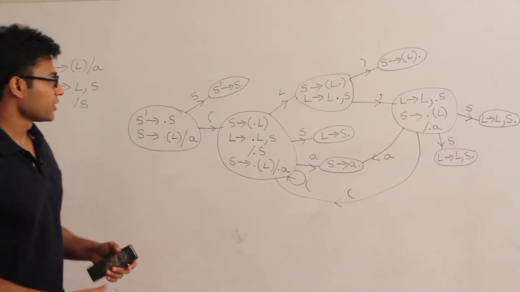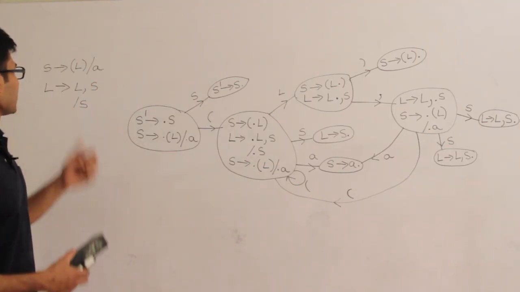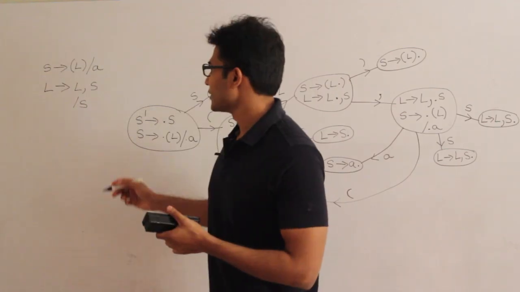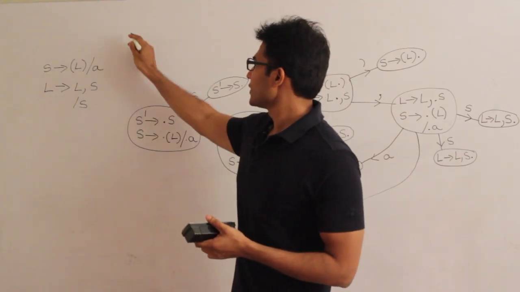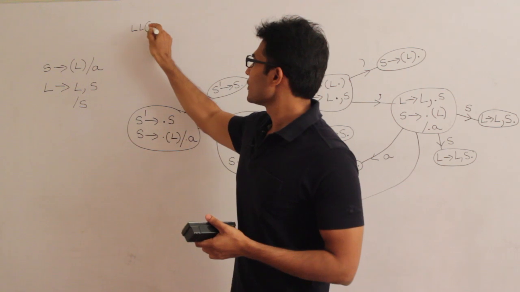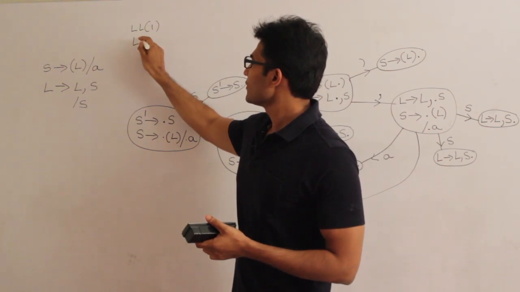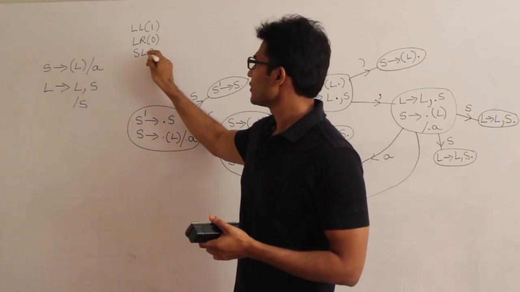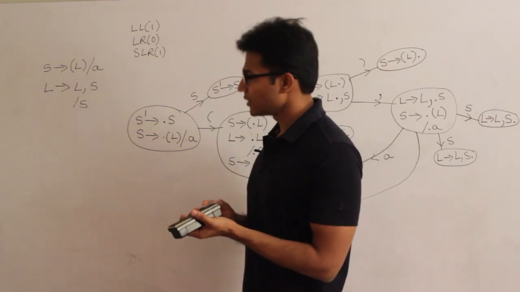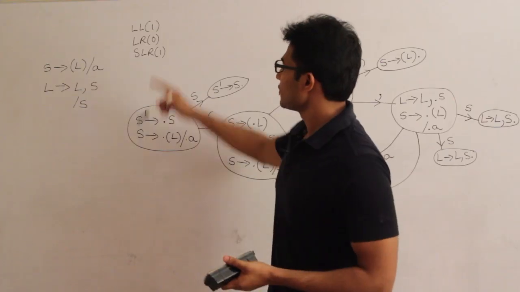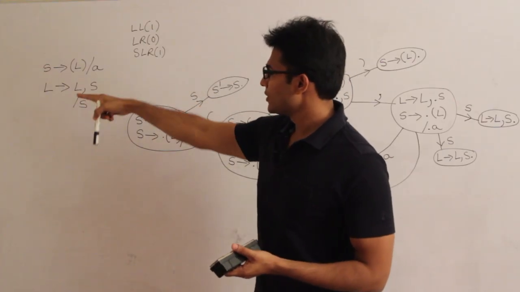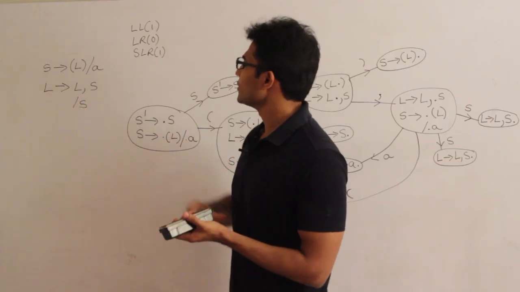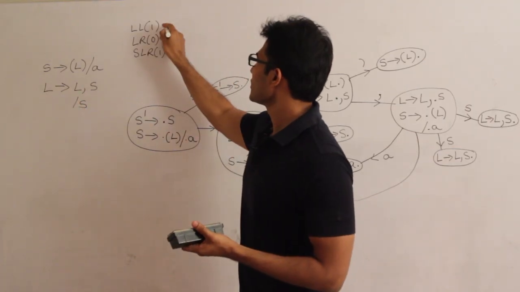Let us see one more grammar. You can pause the video and have a look at it. I want to find out whether this grammar is LL1 or not first, and then whether it is LR0 or not, and then whether it is SLR1 or not. I want to find out these three. So first of all, whether it is LL1 or not. If you look at it, the grammar is left recursive. Any left recursive grammar cannot be LL1. Therefore, this grammar is definitely not LL1.